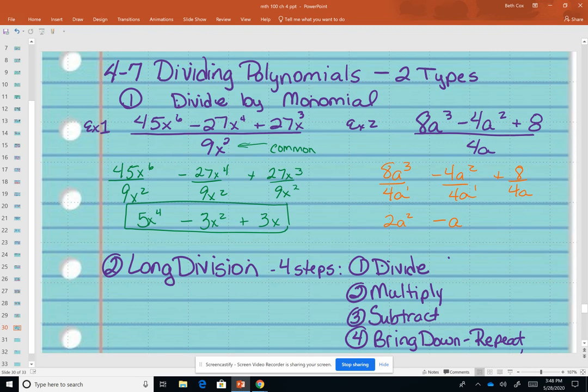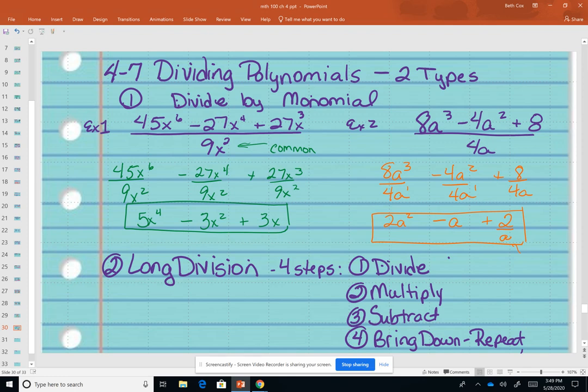Now, this last one gets everybody. 8 divided by 4 is 2. But look, there is no variable in the numerator on this one. And so I'm going to have to leave the a on the bottom. I have to leave it. So that's my answer on this one. This is technically considered a remainder. Remember we did remainders in long division?